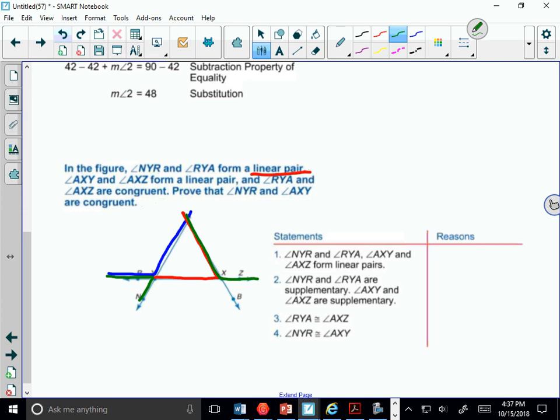And they told me that RYA is congruent to AXZ. Easy enough. So now they want me to prove that NYR and AXY are also congruent to each other. So let me see what they gave me here. They told me that right here, this is a given. NYR and RYA and AXY and AXZ form linear pairs. They gave that to me, so I'm going to write given.